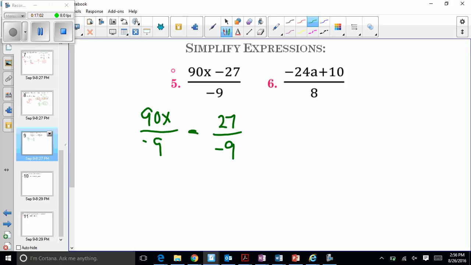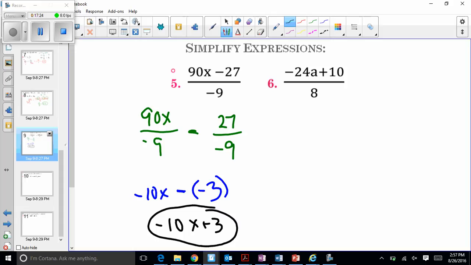Now I can simplify this further. What's 90 divided by negative 9? Well, that's a negative 10, and I keep the x. And I'm going to subtract 27 divided by negative 9, which is a negative 3. The last step is to simplify subtracting the negative 3, so it's negative 10x plus 3, and that's as simple as it gets.